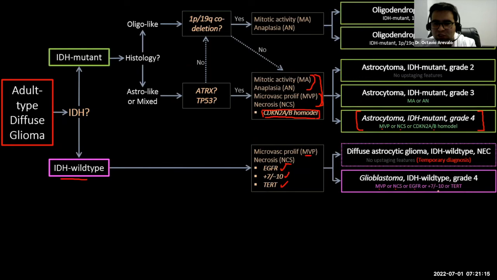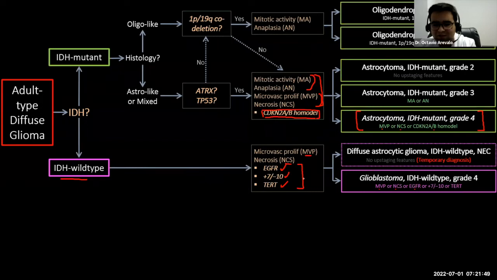Now, you may have a tumor that by histology does not have microvascular proliferation nor necrosis, but the mere fact of having any of these 3 molecular abnormalities, any of those, it is automatically a glioblastoma, period. Okay, and this is very important because that might be a grade 2 histology-looking glioma, but you have to treat it as a glioblastoma, okay?